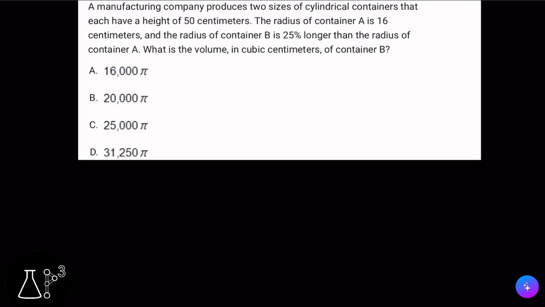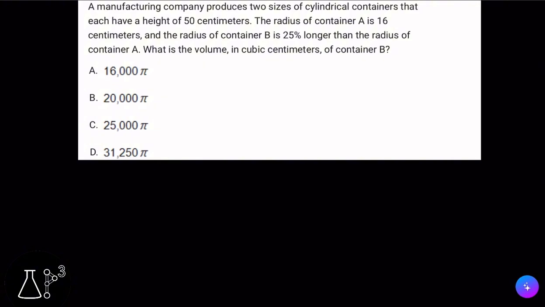Okay, now we're going to do medium questions. A manufacturing company produces two sizes of cylinder containers that each have a height of 50 centimeters. The radius of container A is 16 centimeters, and the radius of B is 25% longer than the radius of container A. What is the volume in cubic centimeters of container B?